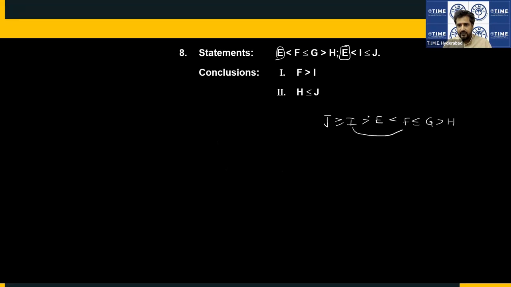Between F and I, we have opposite signs, so we cannot establish any relation. H and J: between H and J also we have opposite signs. Whatever it may be, we have opposite signs, so we cannot establish any relation between J and H. So it does not follow. Neither one nor two follow. It is choice 4. So when we have opposite signs between the elements, we cannot establish any relation. Next question.